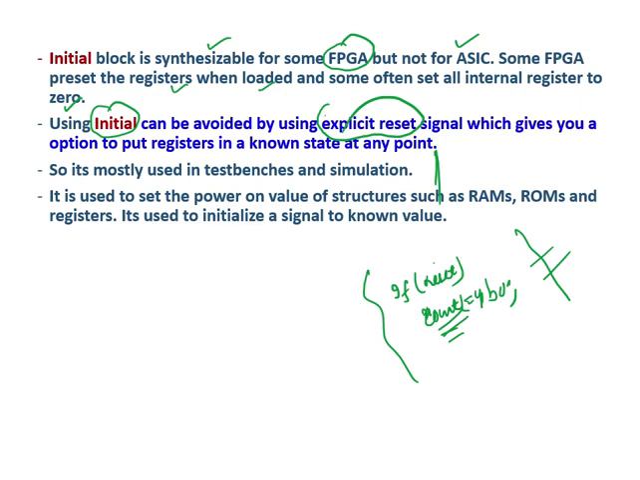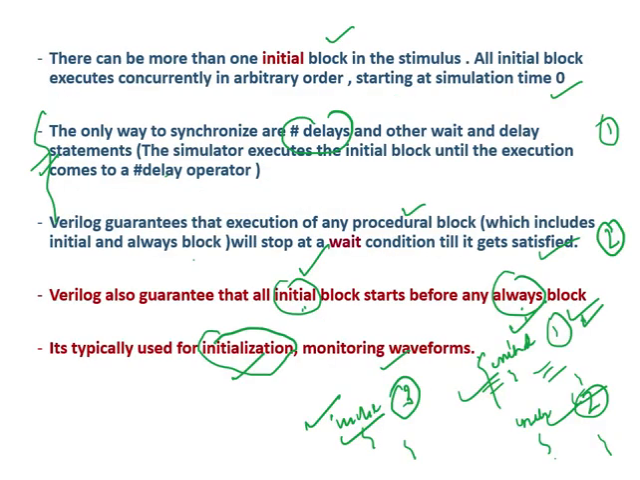So then why should we use an initial block, where is it actually used? If you ask yourself why we should use an initial block if it is not synthesizable, it is mostly used in test benches and simulation. You will get to know in one example. You need to remember that this initial block is used in test benches and for simulation purposes. It is used to set the power-on value of structures such as RAM, ROM and registers. Here you can see it is typically used for initialization.